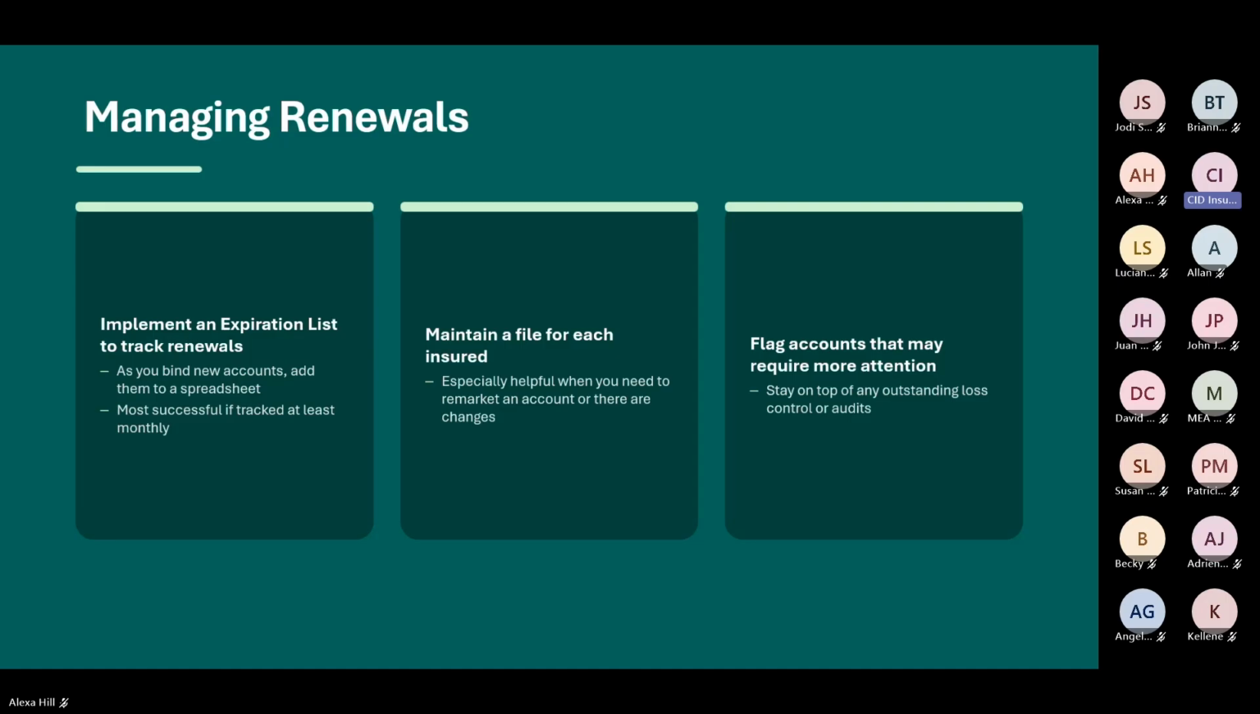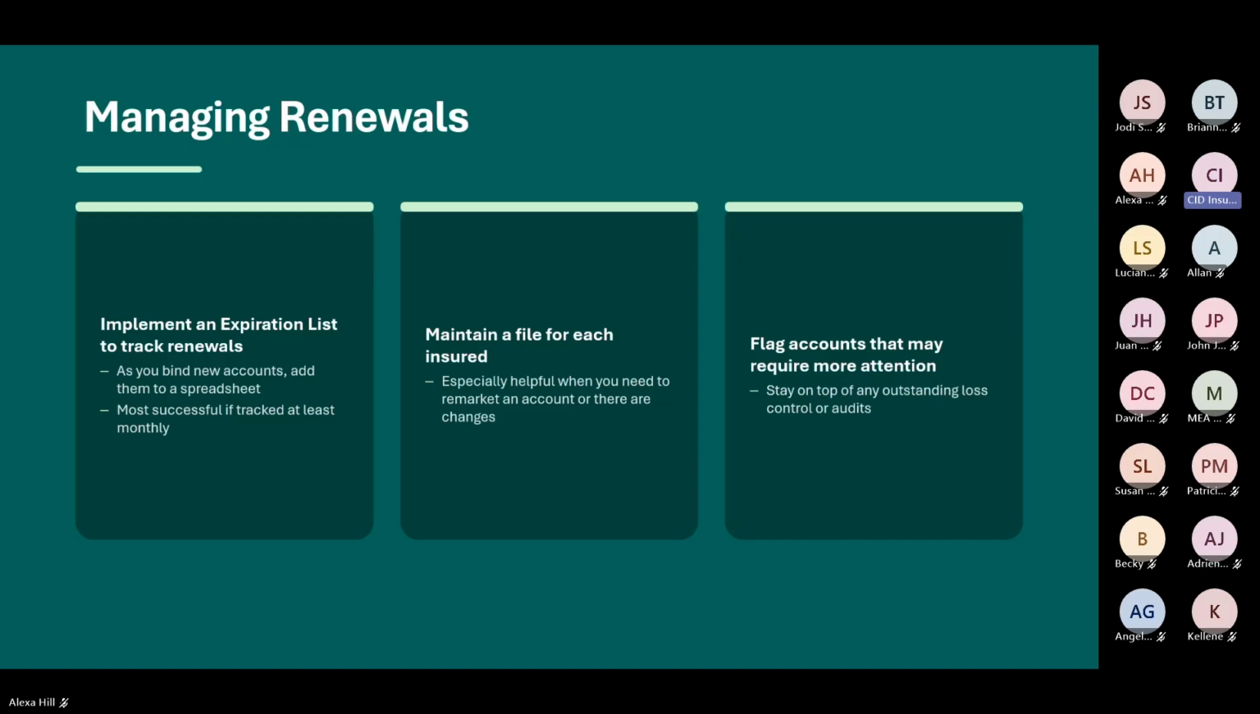Another important part of managing your renewals is maintaining a file for your insured. This can include fillable applications, loss runs, and other important documentation pertaining to the risk. You never know when a policy may require changes or remarketing, so it's best to have a paper trail of the policy's history for reference.